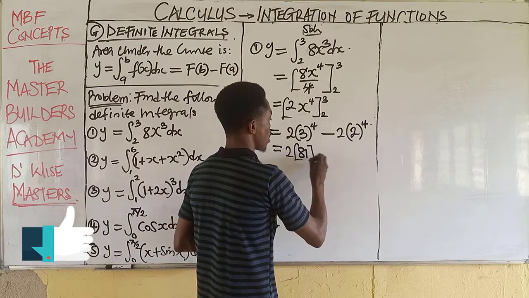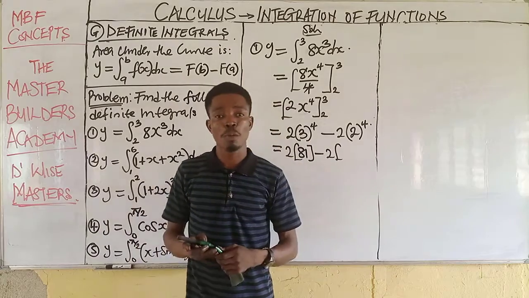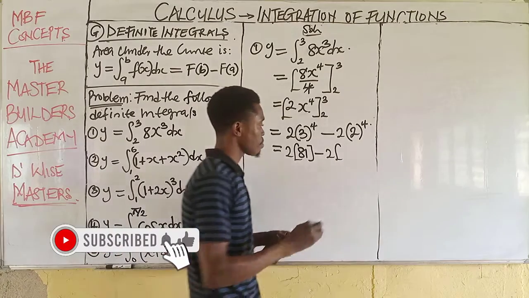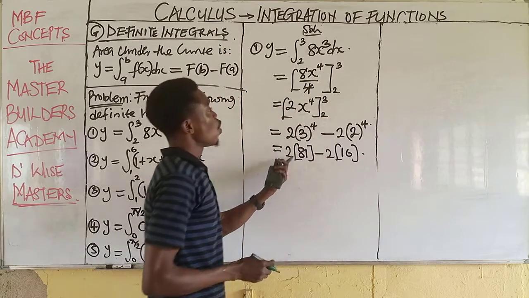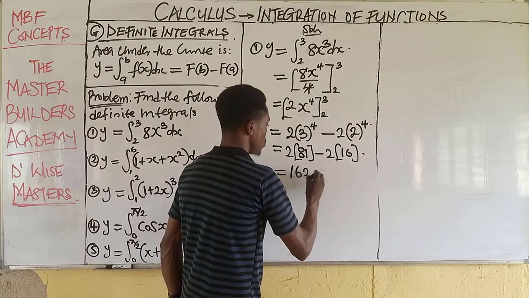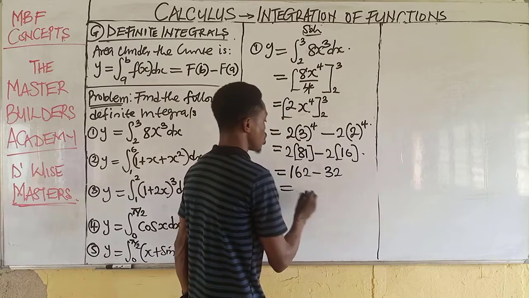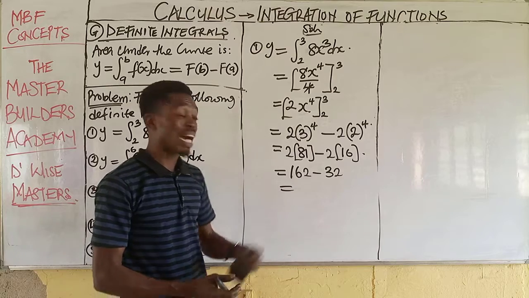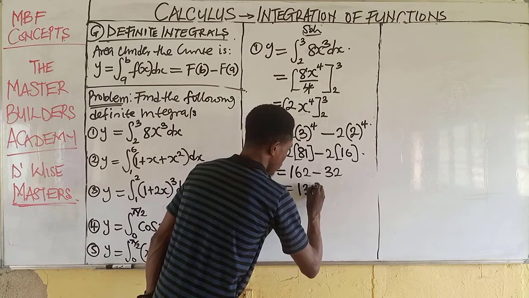81 minus 2 into 2 raised to the power of 4, which is 2 multiplied by itself 4 consecutive times. And this will have given us 16. Now, finally, at this point, when we multiply 81 by 2, we have 162. And when we multiply 16 by 2, we have 32. All we just need to do is to remove 32 from 162. And whatever we have becomes the answer.